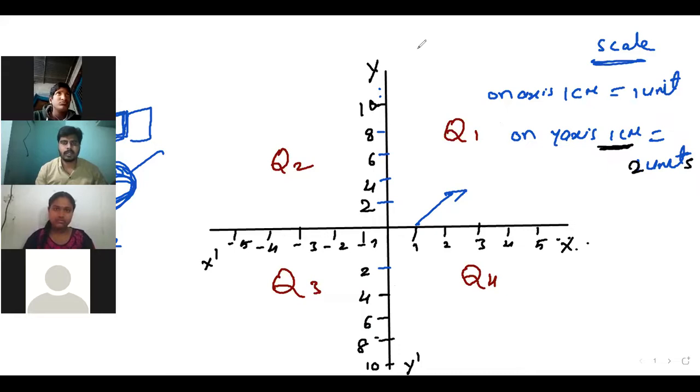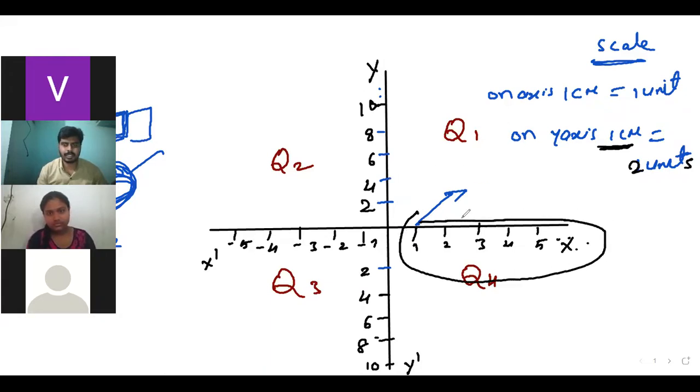We can take 4 units, 10 units, 5, whatever you need. You take according to your requirement. But you need to take the positive and negative side the same. Suppose this is the positive side of the x-axis and this is the negative side of the x-axis. Negative side means minus values will be there. Both should be the same, sir.